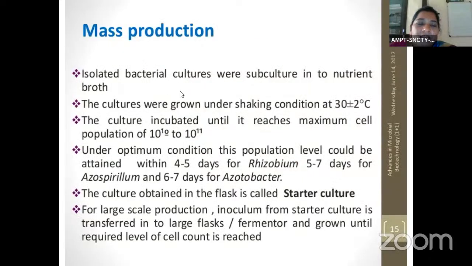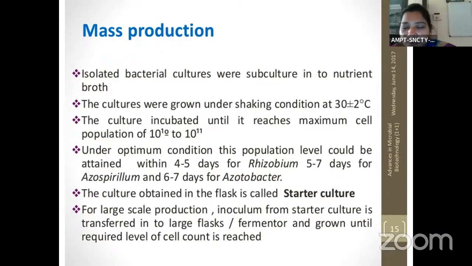This is the mass production I have explained. First, isolate the bacterial culture. This pure bacterial culture is subcultured into a nutrient broth. The cultures are grown under shaking conditions because all these microorganisms are aerobic in nature. We maintain a temperature of 30 plus or minus 2 degrees centigrade. The culture is incubated until it reaches a maximum of 10 to the power of 10 to 10 to the power of 11 colony forming units per ml of broth.